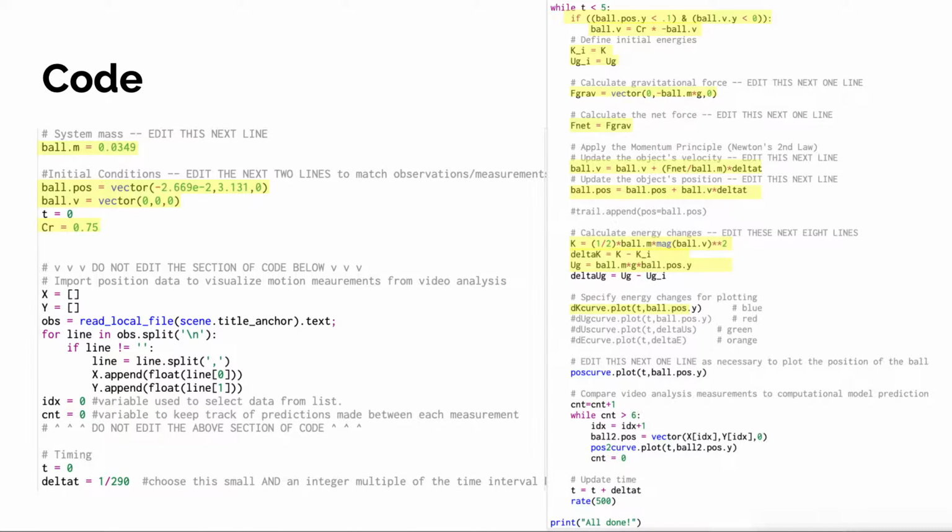So for my code, I initialized it by setting the ball's mass equal to that of the ball I dropped. The ball's position vector and the ball's velocity vector are those of the initial values. And then the CR value, which we will get to more later in the lab, was found to be 0.75.